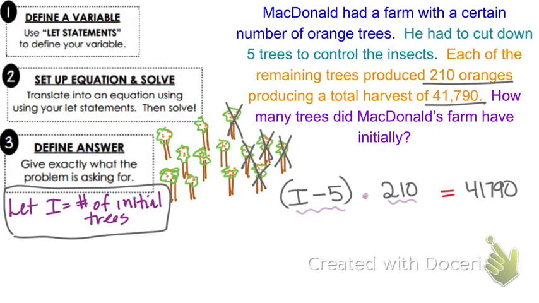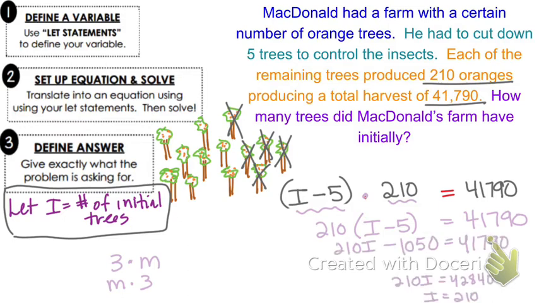The commutative property allows me, like if I had 3 times m, I can change that to m times 3. You can always switch the order. So I'm going to change this to 210 times I minus 5. So that's in more of like the order I'm used to before I start distributing to solve. So now I can distribute that 210 and solve for I.